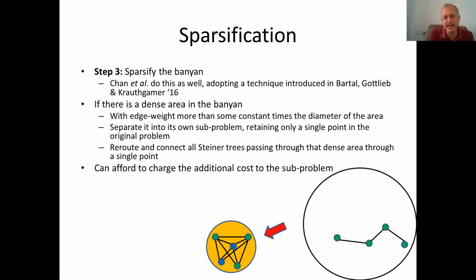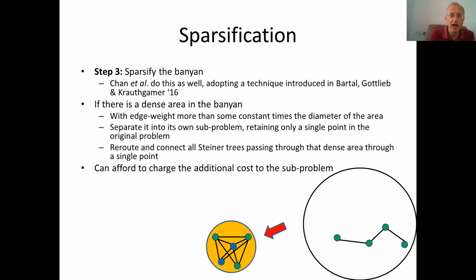And what happens here is that all the Steiner trees of the optimal solution that pass through this dense area, you can actually afford to reroute them through a single point, and they actually become the same tree. Now, there's some additional cost to spinning this out, but because this area is relatively dense, you can charge the cost to the area that's spun out.